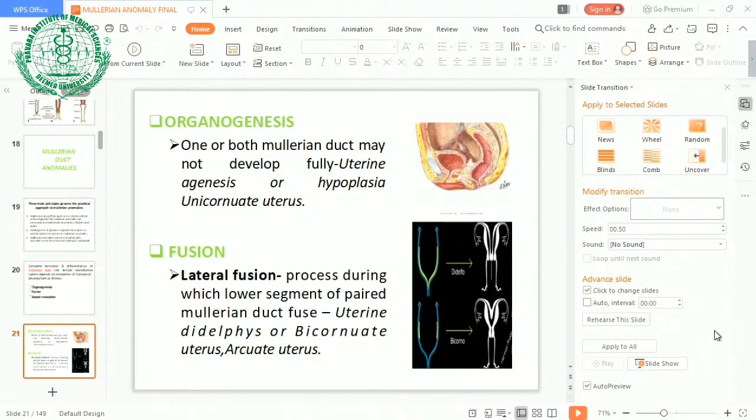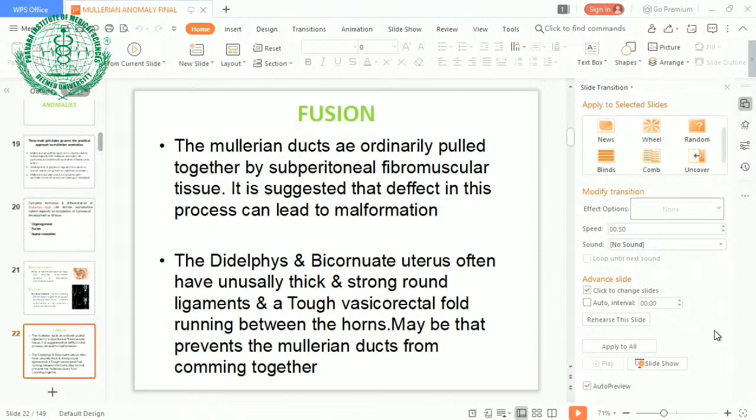The uterus didelphys or bicornate or arcuate uterus can develop if lateral fusion does not occur. The Mullerian ducts are ordinarily pulled together by subperitoneal fibromuscular tissue. It is suggested that a defect in this process may lead to malformation. The didelphys and bicornate uterus often have usually thick and strong round ligament and a tough vesicorectal fold running between the horns. Maybe it prevents the Mullerian duct from coming together.